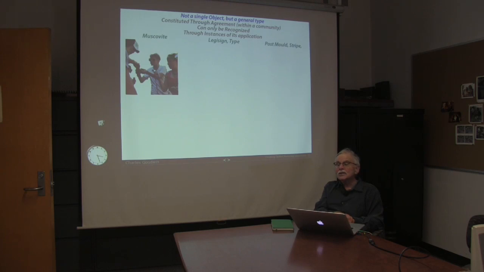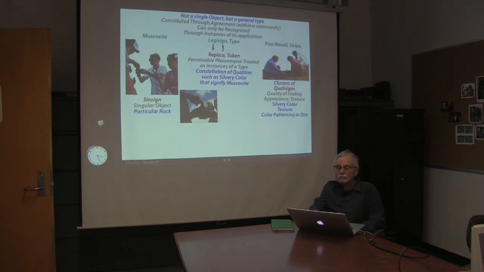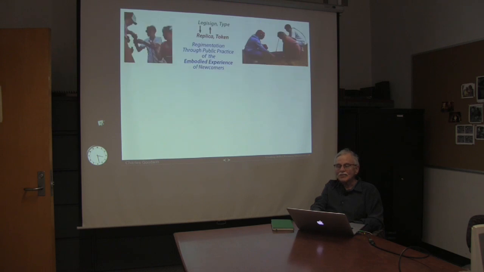And what Peirce argued, he also said there were legisigns, and that legisigns are always recognized through replicas, examples of a particular type. So we hear different versions of Tom, Ted, or something like that. We hear different versions, and we transform them so all those things are elements of whatever the phonetic distinction of, let's just say, T. Okay, so how is it done? Well, what you've got is perceivable phenomena are treated as installations of a type, and these phenomena are constellations of qualities, such as silvery color. And what you're doing through this work in the field is you're entraining bodies to be able to recognize those diverse constellations of qualities as instances of types.